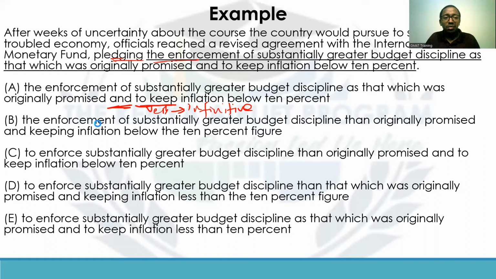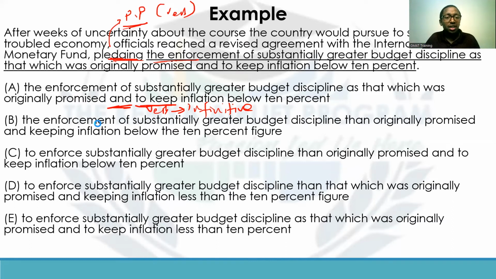So what was this agreement? They pledged the enforcement of substantially greater budget discipline and to keep inflation below 10%. So these are the things that they agreed to. So you can see, if you consider pledging, this is a participle. So it's a verb, yes, but it's a participle. So that means that this is not parallel.